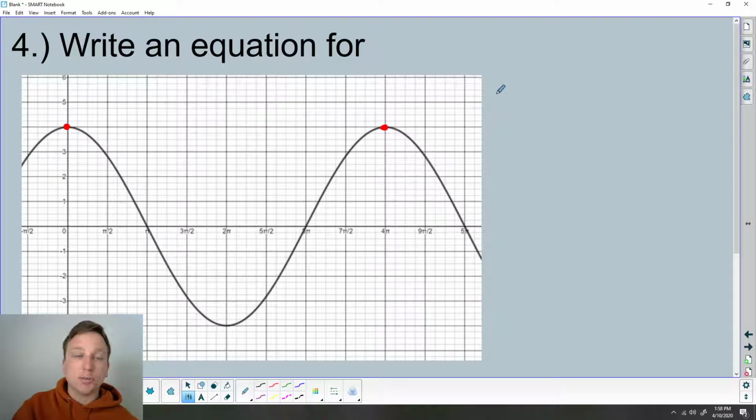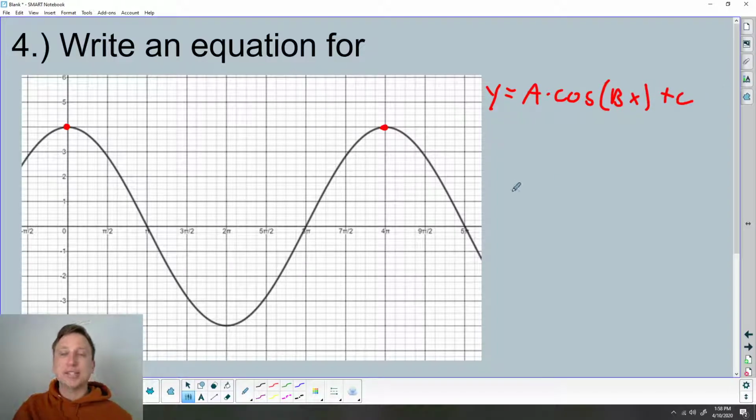So we need to fill in what transformations are happening. So y is equal to a times cosine of some value b x plus some value c. So we need to find what a is, our amplitude. We need to find b, the value that determines, or transforms, our period. And then we need to know c, which is our principal axis, or our vertical translation.